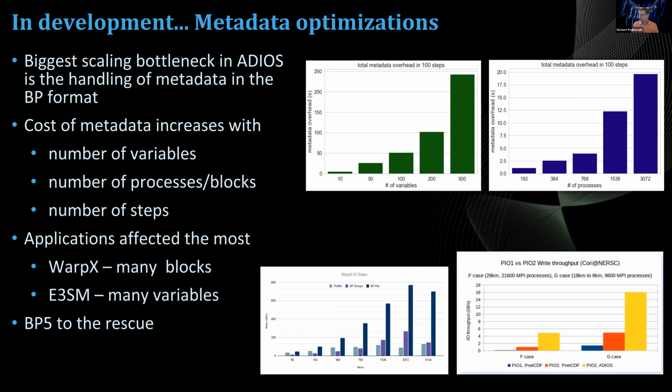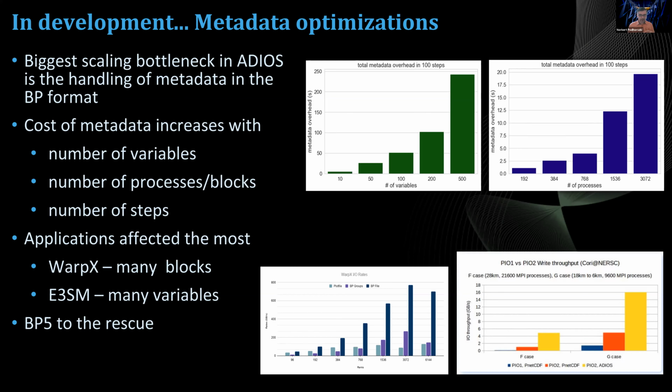One is that ADIOS handles its own metadata to track all these blocks in the file so that you can read it back. There are lots of variables, lots of processes. There are a lot of small blocks, and all that metadata is managed in some way. Unfortunately, the cost of handling this increases today with the number of variables, the number of processes, the number of steps, and the number of blocks that each process writes. So we are working on redesigning how we deal with the metadata and decrease this problem, so that it is not a linear increase, and make metadata handling scale just as we did the data writing part.